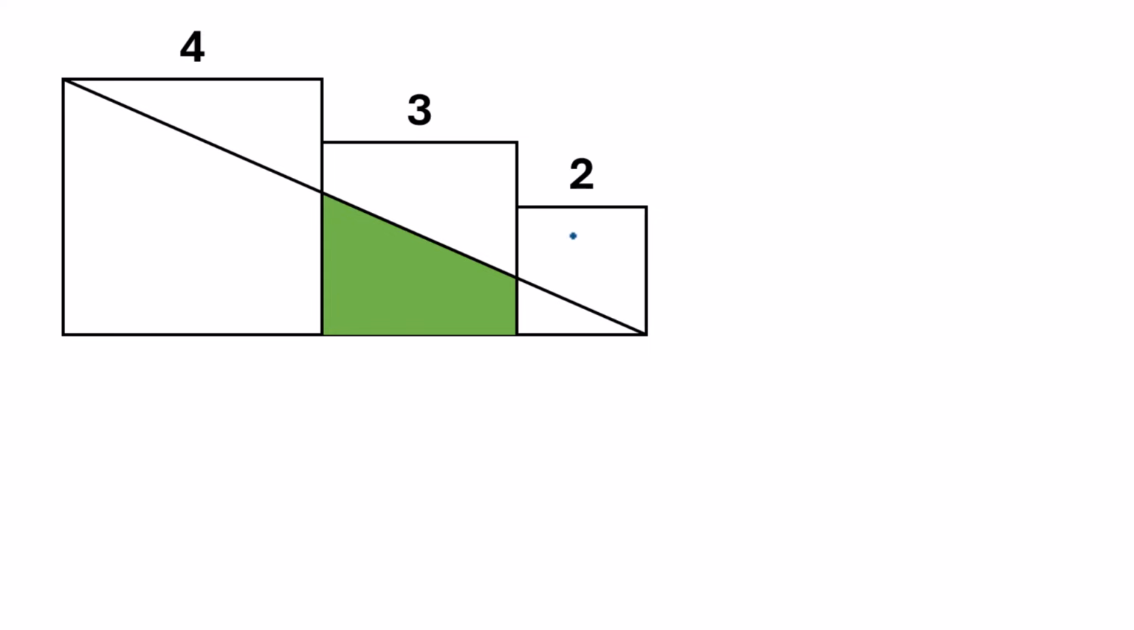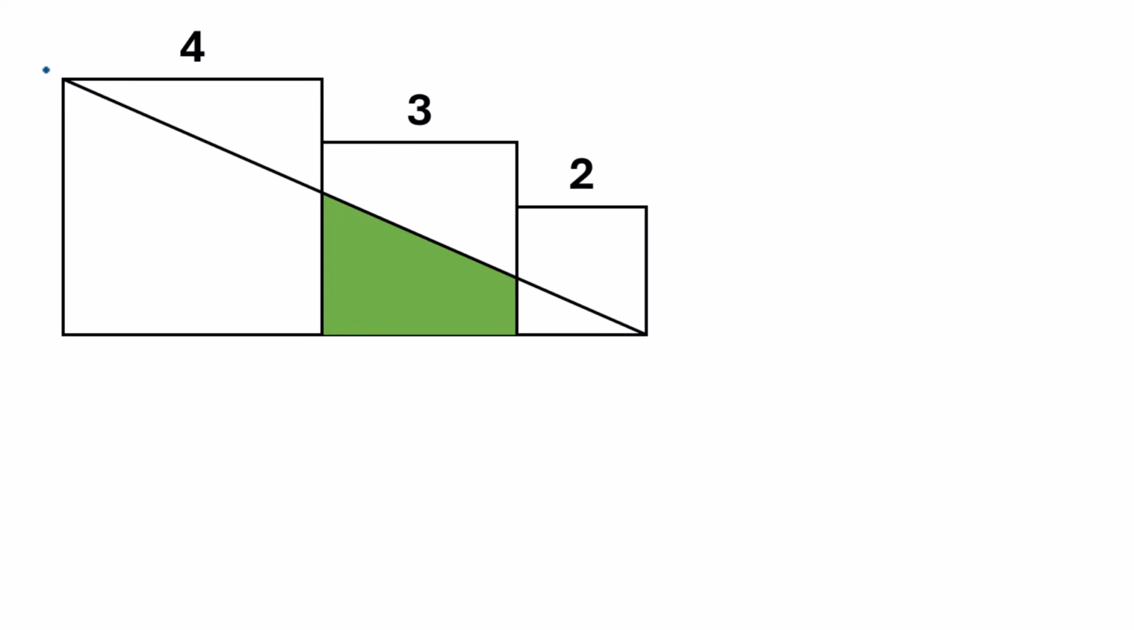We have three squares. The side lengths of these squares are 4 units, 3 units and 2 units. All of these squares are on the same base and touch each other. And we have to find the area of this green region.